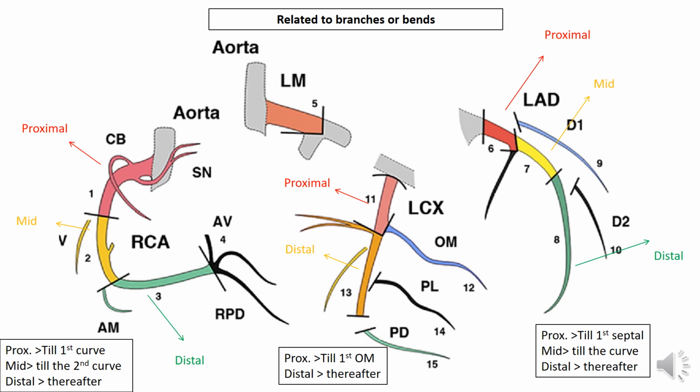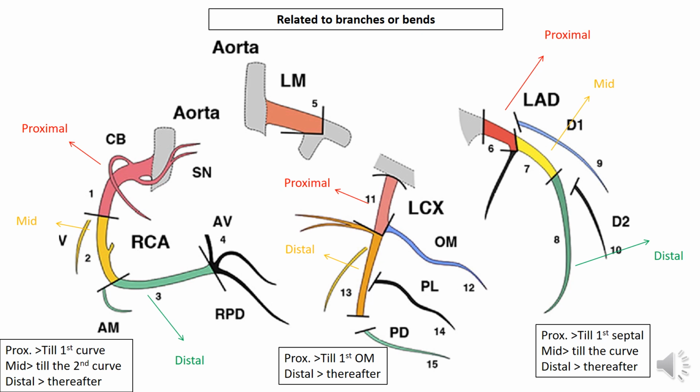The circumflex gives rise to obtuse marginal branches, and the RCA gives rise to the sinus node branch, and conal branches that supply the base of the heart and the RVOT. So sometimes selective cannulation of the conal branch might cause ventricular arrhythmia.